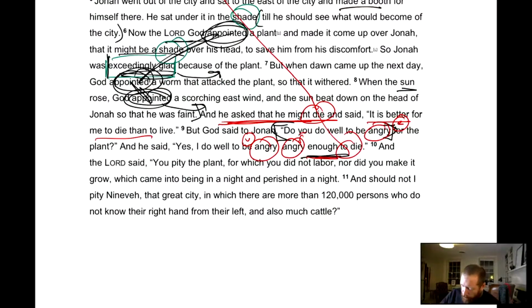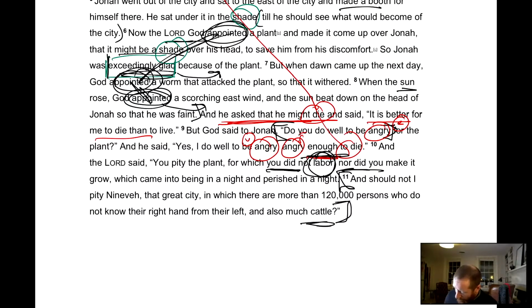And the Lord said, you pity the plant for which you did not labor. The word seems important to me, labor. You did not, nor did you make it grow, which came into being in a night and perished in a night. And should I not pity Nineveh, that great city, in which there are more than 120,000 persons who do not know their right hand from their left, and also much cattle?